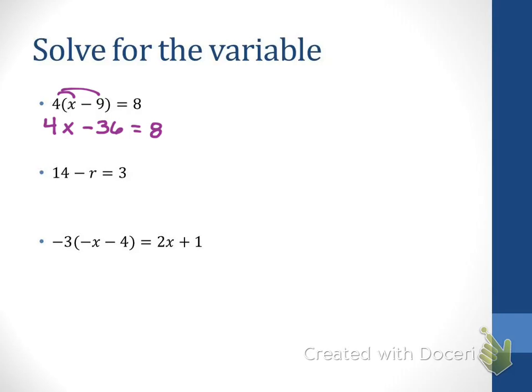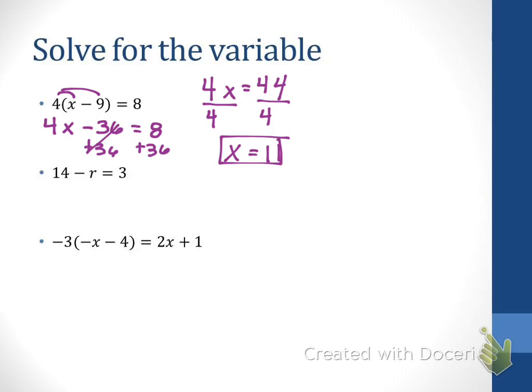Negative 36 and 8. Can I just add them together like they are? No, we have to add 36 because that's the opposite. And now I have 4x is equal to 44. What would I do now to get x by itself? Divide by 4. And what does x equal? 11.